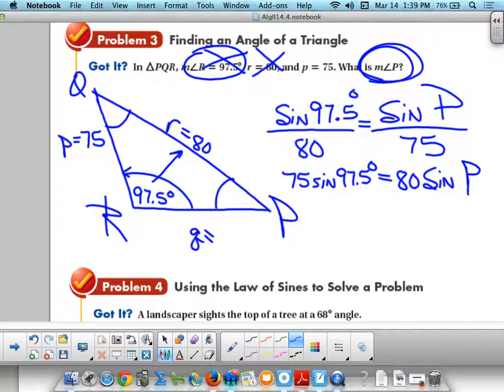How do you get sine of P all by itself? Divide by 75? Divide by 80. You want to get sine of P by itself, right? Okay, divide by 80. Here it comes. Sine of P is roughly.